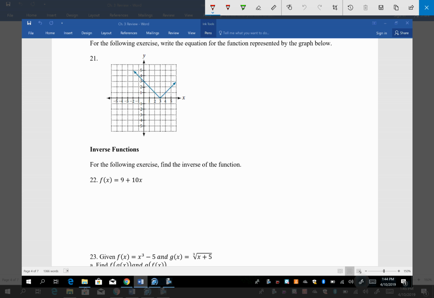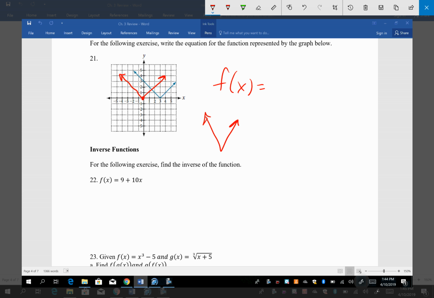All right. 21. Does anyone know what kind of function this is? It's the absolute value function. All right, so the first thing I do is, how did I know that? Because it's a V. So any V is an absolute value. Okay. Now, is it at 0, 0? Is the V like this? Is the red one happening?